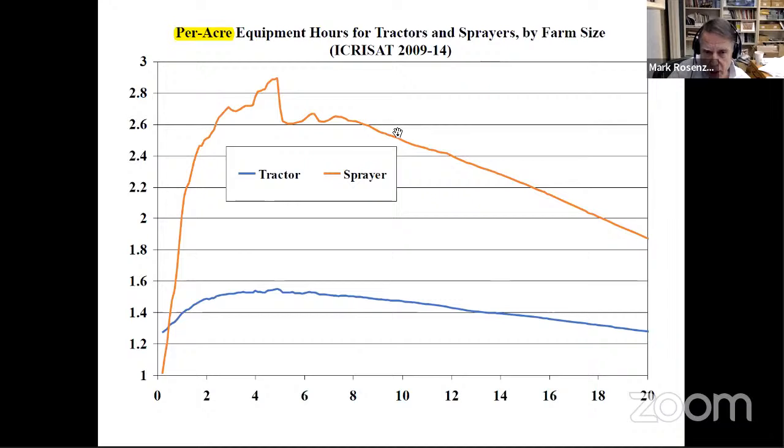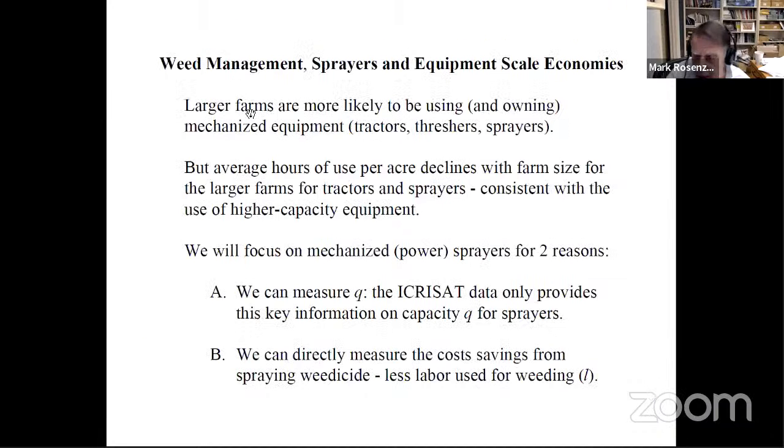Now we're going to concentrate on sprayers, and the reason is that the data set doesn't tell us anything about the size of these tractors or the capacity of the tractors, so we can't implement anything structurally with tractors. Tractors are a tiny fraction of operation costs. While everyone uses a tractor, it's about 2% or so of the total cost. What we're going to focus on is sprayers. Now, sprayers make up about 14% of total operation costs.